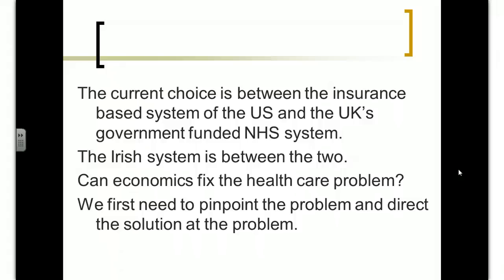GPs are public servants in the UK. They don't have private patients. You don't go to the GP in the UK and hand over £50. You just go to the GP. The GP is given a list of patients by the NHS, and that's who they take care of. So you don't swap or move, there isn't competition, and the system is one of public provision.